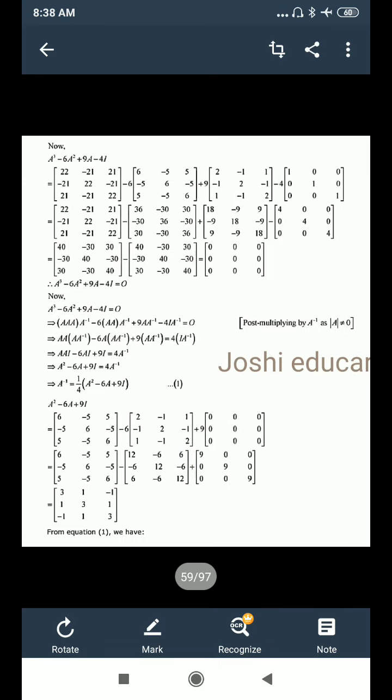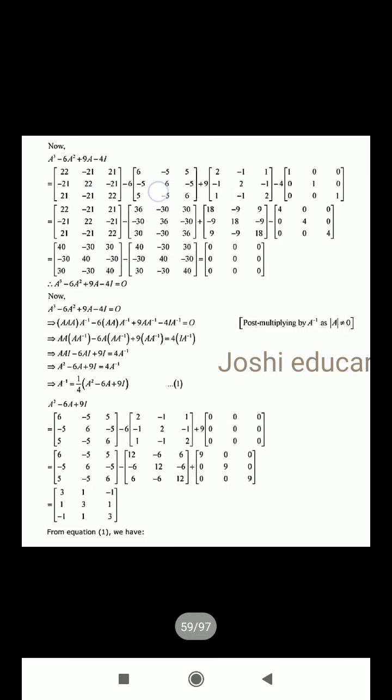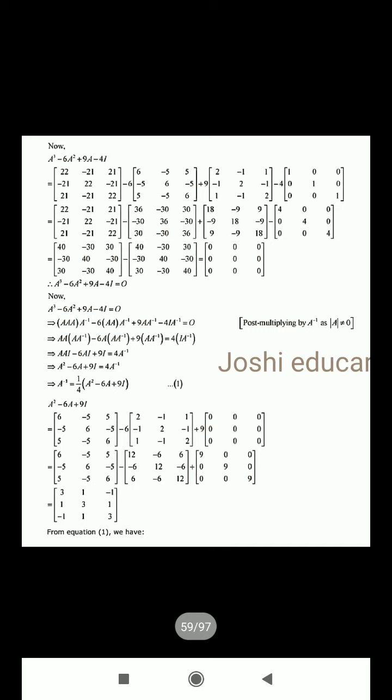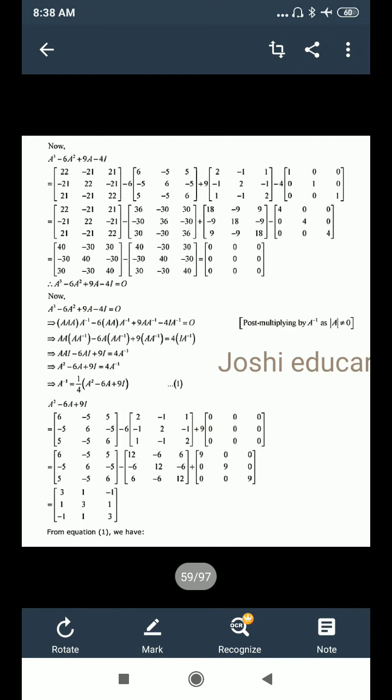Now you have to prove that A cube minus 6A square plus 9A minus 4I is O. So you arrange all these things. This is A cube, minus 6A square, plus 9A, minus 4I. You multiply this by 6, multiply this by 9, multiply all the elements by 4, and now you add all these. In steps or at once, you will get 0, 0, 0. All elements are 0, which means it is equal to O.